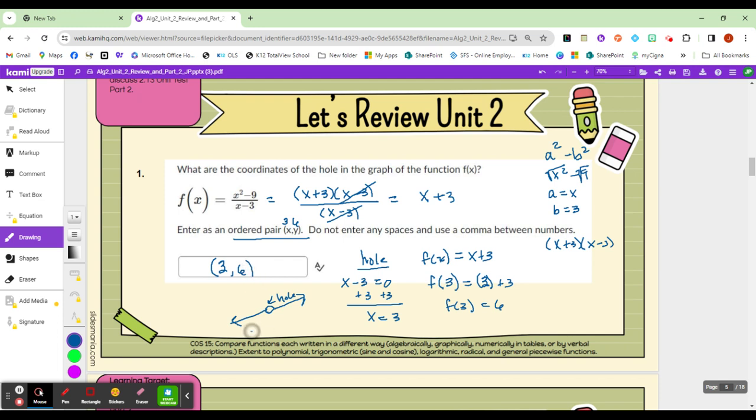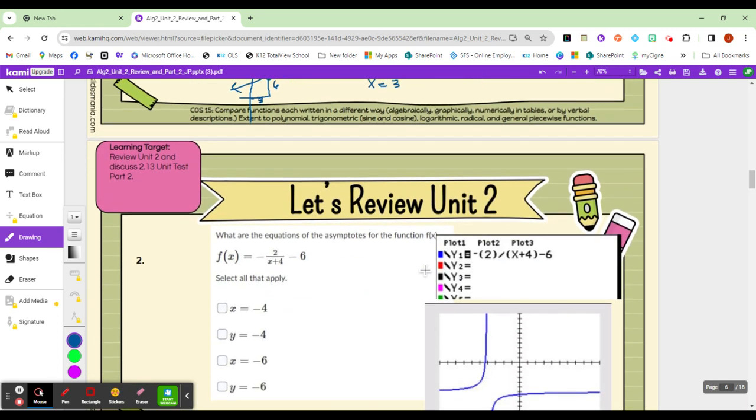If I go to the right 3 and up 6 from the origin to find that ordered pair, there would be a hole in your graph. You do have to factor to be able to find holes in graphs.